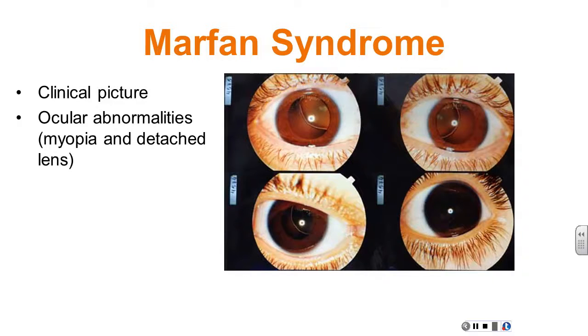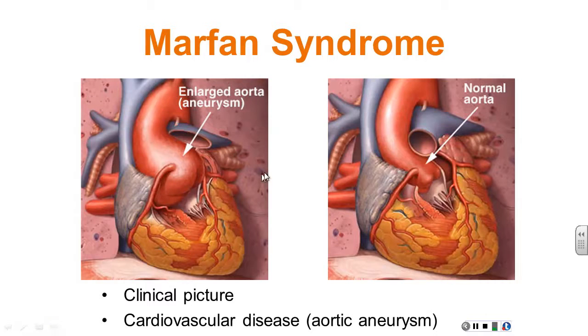You also see ocular abnormalities. Remember, it's involved in the suspensory ligament of the lens, so you can get a detached lens and also myopia. Very characteristic of Marfan syndrome. And the big deal with Marfan syndrome is the cardiovascular disease that you can see. You can get an aortic aneurysm, which eventually could become life-threatening in the case of someone with Marfan syndrome.